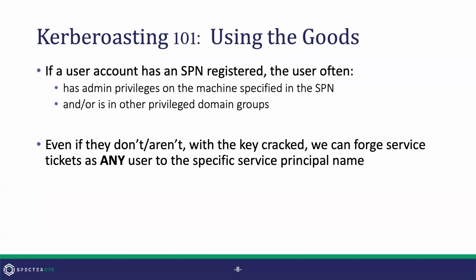But even if they aren't, if you crack that user's key, you can forge service tickets as any user to the specified service principal name. This is what silver tickets are. You're just forging a service ticket to a particular SPN using that compromised key that backs that service. People tend to think of silver tickets as only applying to computers, with the machine account hash. But if you Kerberoast a user's account, you can essentially silver ticket to the SPN that user has registered.